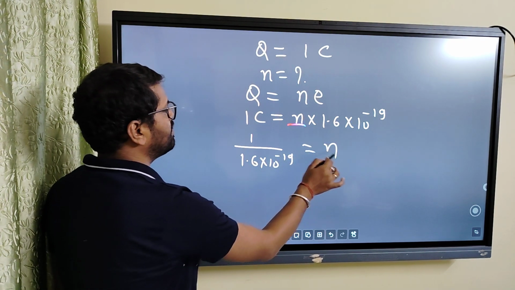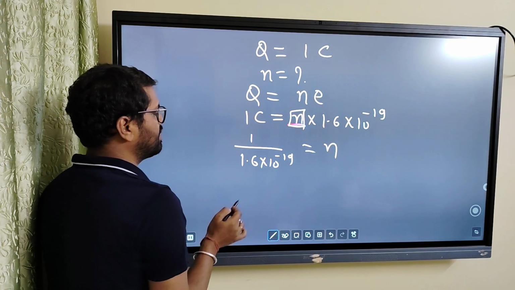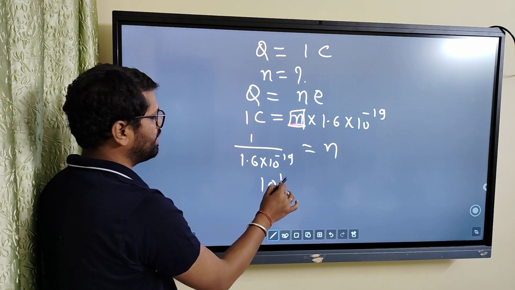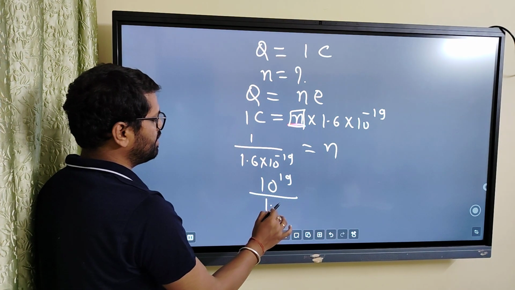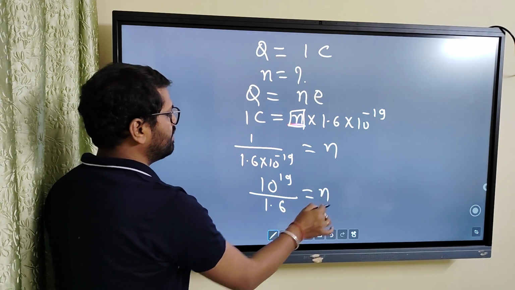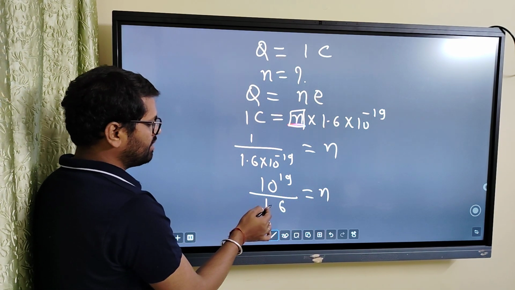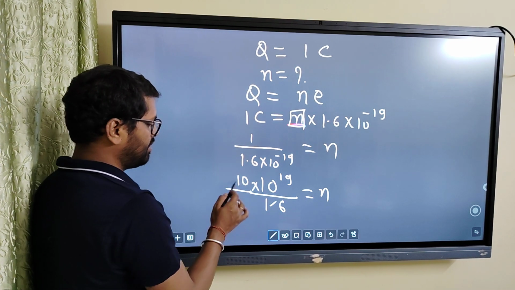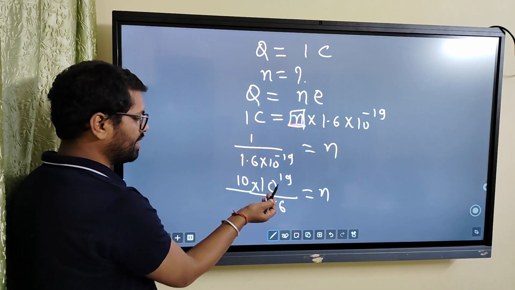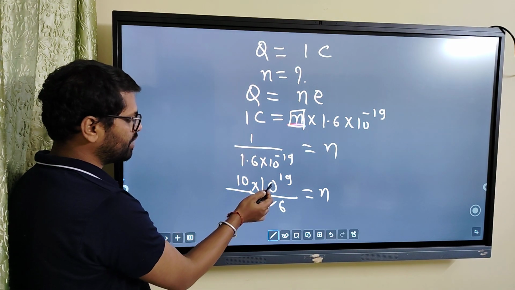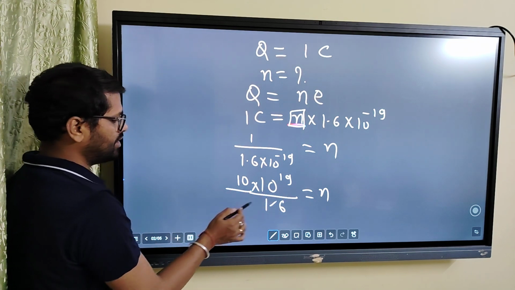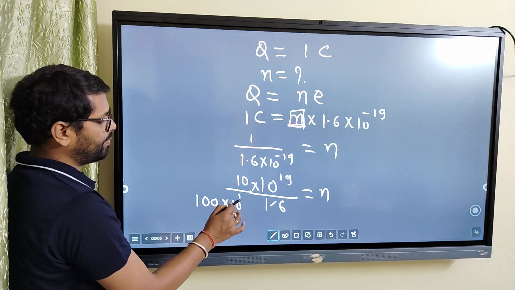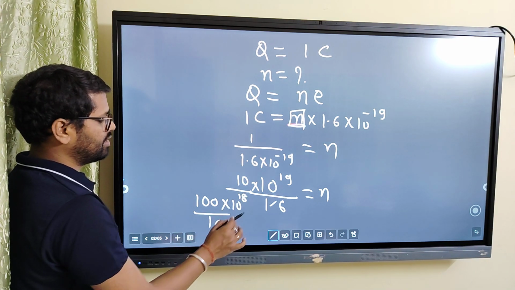So n equals that. Now minus 19 goes up and becomes plus 19: 10 power 19 by 1.6 equals n. When you solve, if you remove the decimal, then take one more 10 out of 10 power 19, so it becomes 10 power 18. 10 into 10 is 100. So 100 into 10 power 18 divided by 16 equals n.